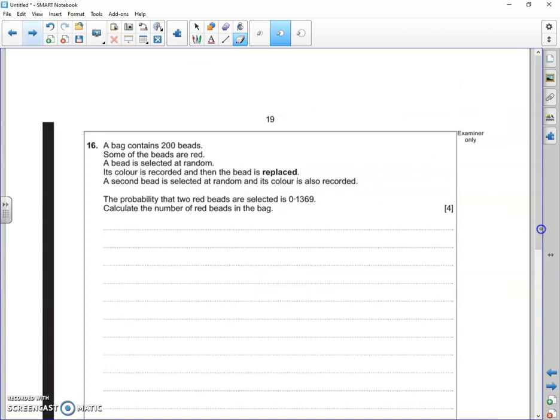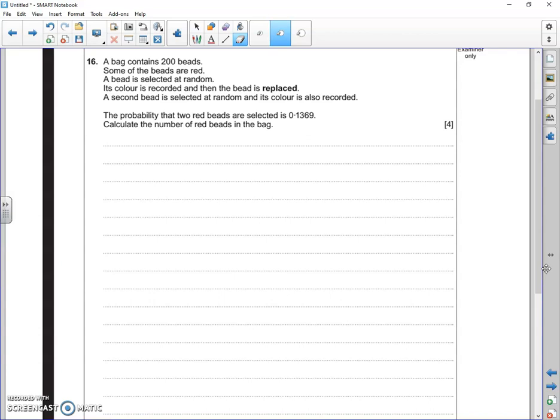Question 16. Possibly the hardest question on the paper, this one. It is probability, and it's with replacement, which should make it easier, but you don't actually know how many of the beads are red. So that's the awkward thing on this one. What we are told is that the probability of getting 2 reds is 0.1369. We know there are 200 in there altogether, and there are some red ones.